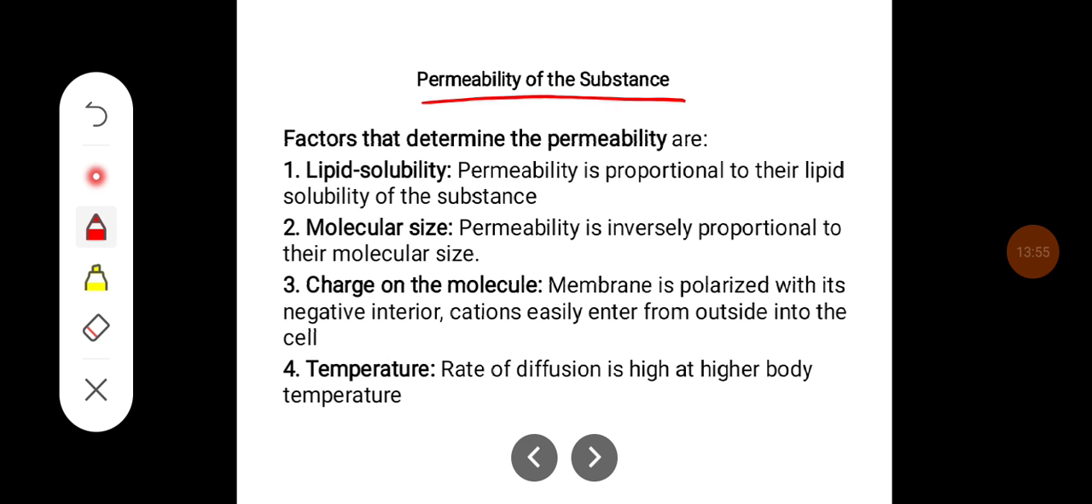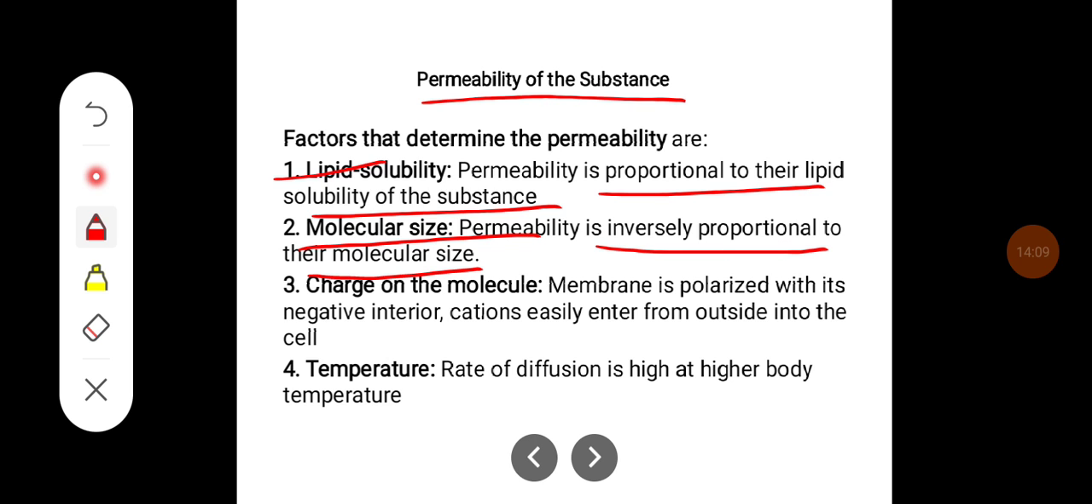Permeability of the substance. Factors that determine the permeability are the lipid solubility of the substance. Permeability is proportional to the lipid solubility of a substance. Molecular size. Permeability is inversely proportional to molecular size. It also depends on the charge on the molecule. Membrane is polarized with its negative interior. Cations easily enter from outside to inside the cell.